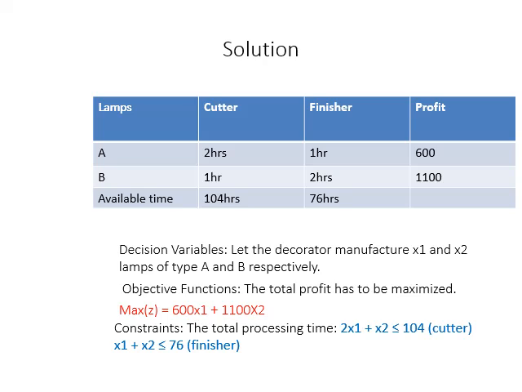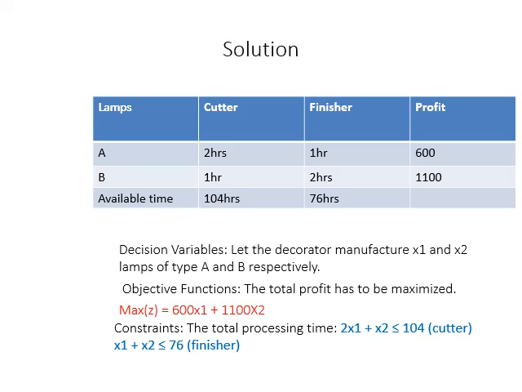2 X1, 2 is the cost of 1 unit of X1. This is of cutting plus X1 for finishing. That means the total cost of producing X1 or A must be less or equal 104 resources.